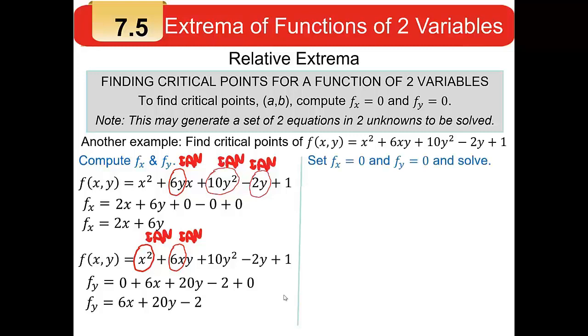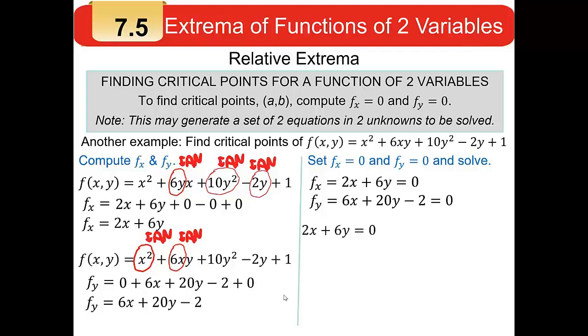You set them equal to 0. So I take the first derivative with respect to x, set it equal to 0. Take the derivative with respect to y, set it equal to 0. That's a system of two equations and two unknowns. Now you can solve that by elimination, you can solve it by substitution. I chose to do it by substitution here, but there's nothing wrong with doing it by elimination. This is basic algebra that you've learned before, so however you choose to do it.